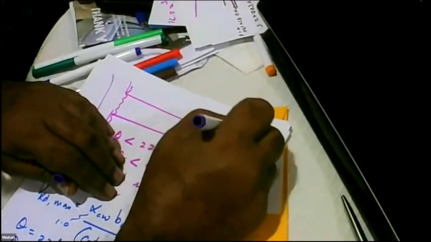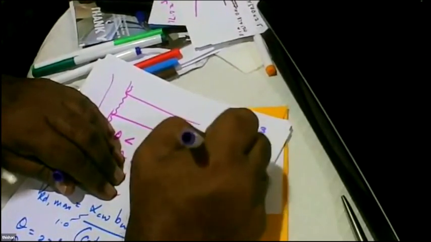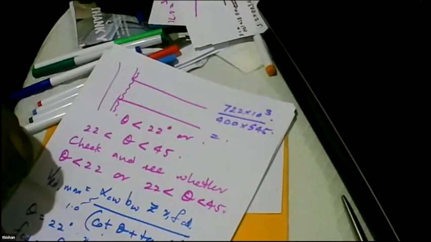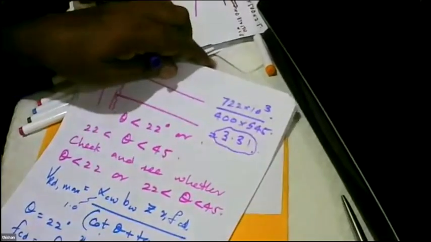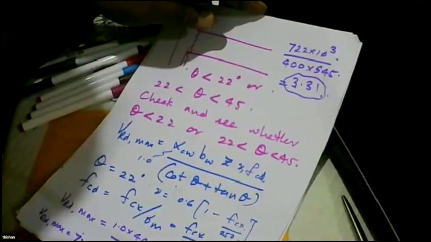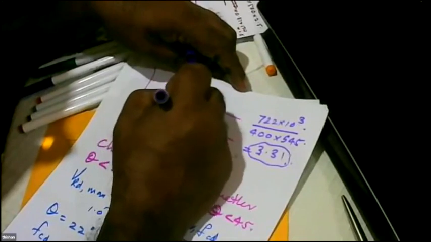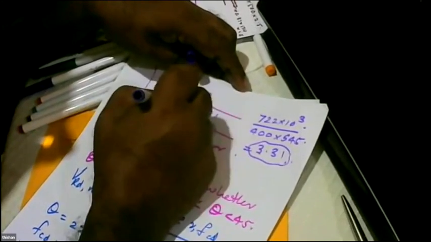Now, it's all a simple calculation. 722 raised to the power 3 divided by 400 divided by 545. What is the answer? 3.31. Can you remember the magic number 5? 4.8 and 5? So what it says is, if the shear stress is 3.31, the angle is 22. If it is close to 5, what is the angle?